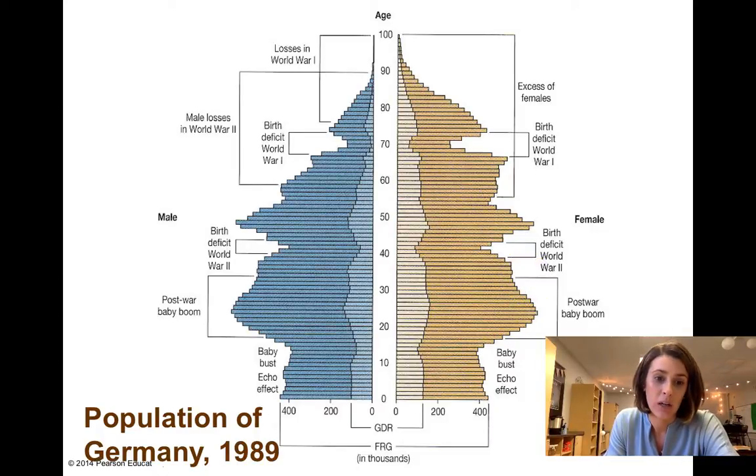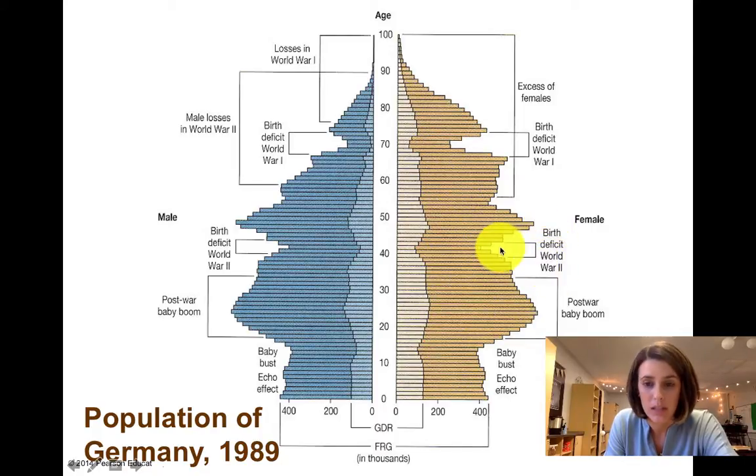Here's a population pyramid of Germany in 1989. As I said before, it's really kind of cool, but also sad, that we can see the impact of history on our population pyramids. We can see a birth deficit that occurred during World War I. Usually during times of war, men are away, right? We don't tend to see population increases during time of war.